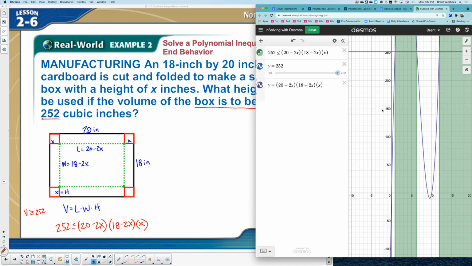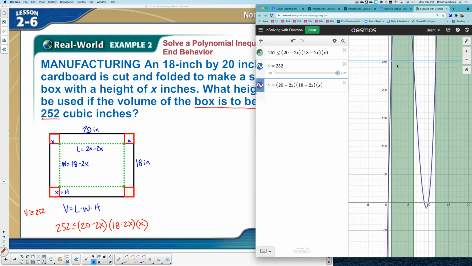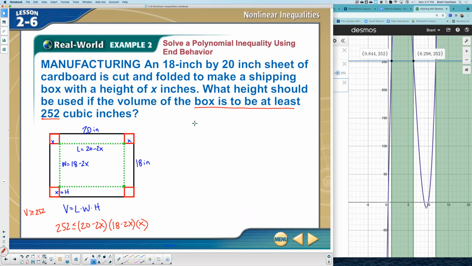Okay. So here's my problem. It looks like to me the solution set is between 0.844 and 6.298. So the height is x, and that's what I'm solving for here, the x. The x should be anywhere in the range from, did it tell me how much to round? No, it did not. I'm just going to leave it as thousandths. The solution this time is going to be x equals anything between 0.844 to 6.298. That is the width you can cut.